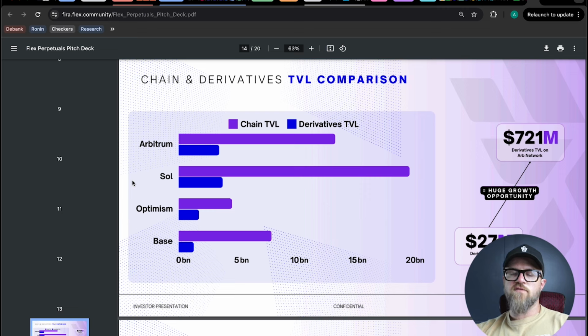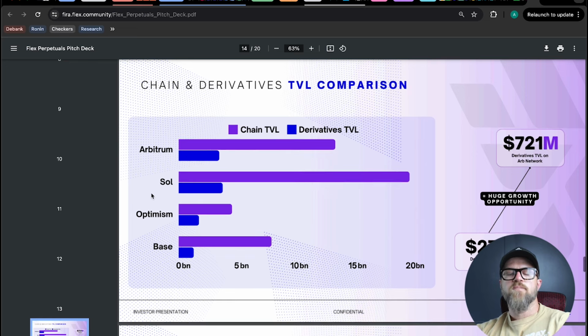Chain and derivative TVL comparison. So the total TVL of the chain is the purple, and the blue is the derivatives on these chains. So on Arbitrum, the blue makes up what, like a quarter of the TVL of Arbitrum. That's GMX, HMX, and otherwise. On Sol, it's very small. I think there could be more competition in that space, but Base looks great.